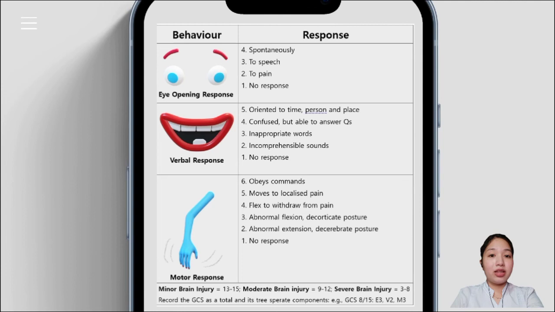Coma is suspected if the GCS score is equal to or less than 7. A score that is equal to 8 or less could also suggest a severe brain injury. GCS 9 to 12 indicates a moderate brain injury and 13 or more denotes a minor brain injury. Coma with use of GCS is defined as not opening eyes, not obeying commands, and no verbal response.